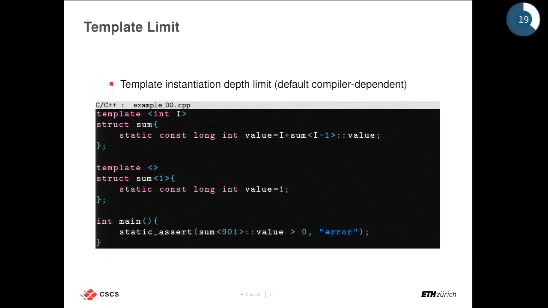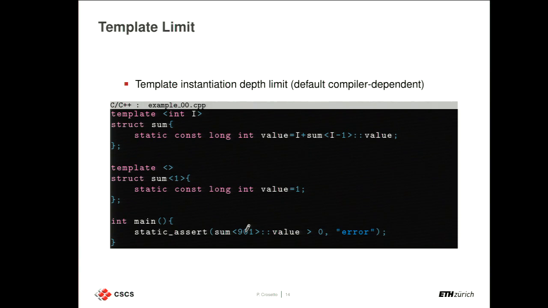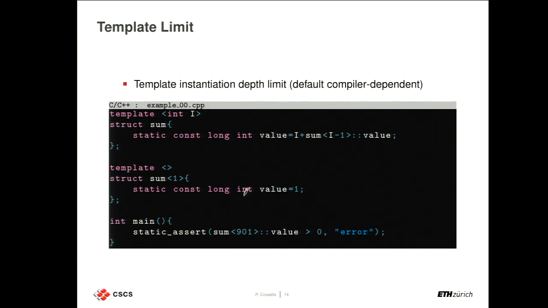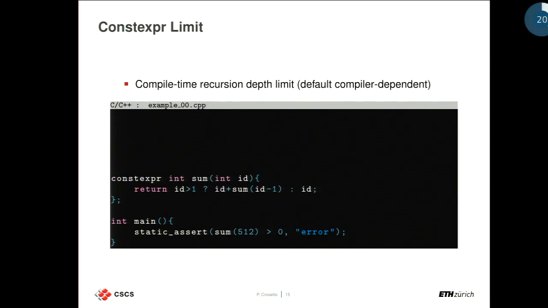The template recursion has a limit, which depends on the compiler. I think for GCC it is 900. If you exceed this number, it gives an error. You can specify a flag to the compiler so that it does not break when you have a larger value here. This is the same flag that is in example 00. The same thing applies to constexpr recursion. This is the same code for constexpr recursion, and you will have the limit set to 512 for GCC.